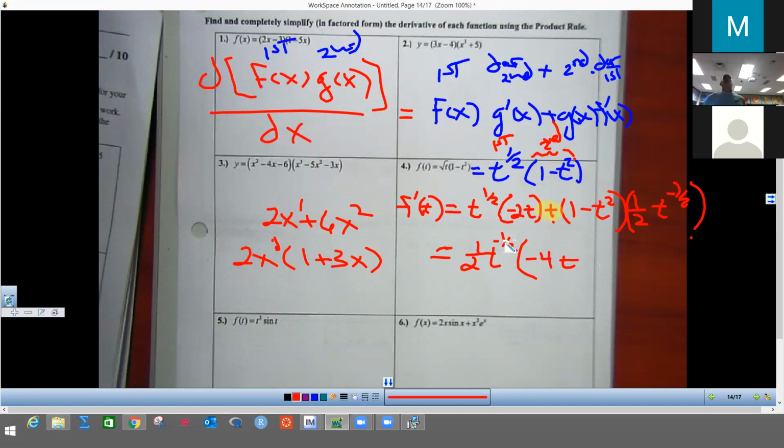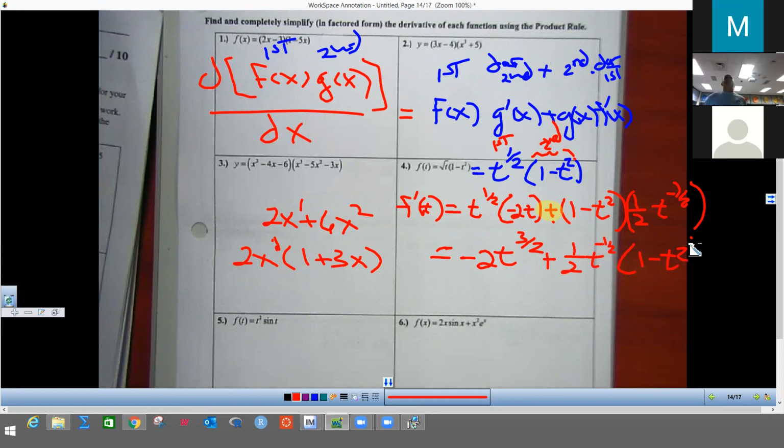You know what? I should have done something different. Let me go back and do this again. I should have gone ahead and written these two together. So let's do this first. This t times t to the half is t to the 3/2. It would have been better to do it this way. And then over here, I've still got this same stuff, but I'm going to put the monomial in front.